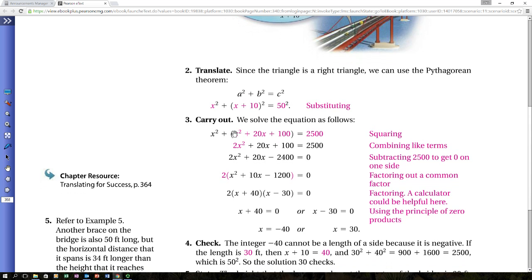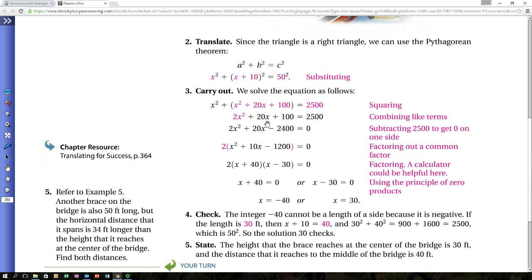So we have to carry that out, which is basically what do I get when I square a binomial. I'd use the pattern. Hopefully you got that pattern down. It's the first term squared plus x times 10 doubled, which is 20x, plus the last term squared right here, the 10 squared. So I end up with x squared plus 20x plus 100. I get 2x squared plus 20x plus 100 equals this, and also when I square 50 I get 2500.